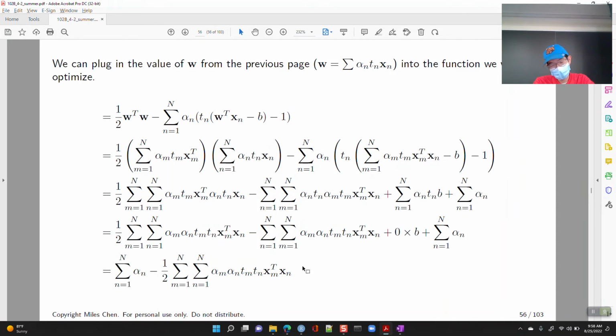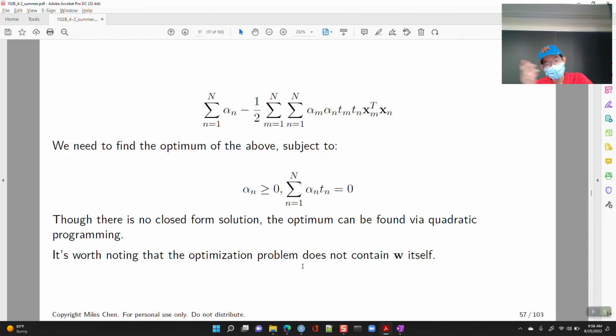So it leads us through all of this. And then it says, oh, there's no closed form solution, but you can find the optimum via quadratic programming. So I was like, okay, well, what's quadratic programming? It was a huge pain to try to read through it, and I never fully understood how it works. And R has a quadratic programming function, but it's also quite obtuse.